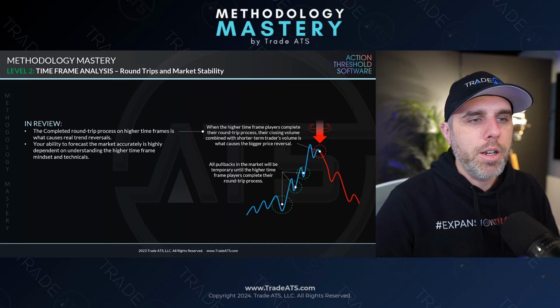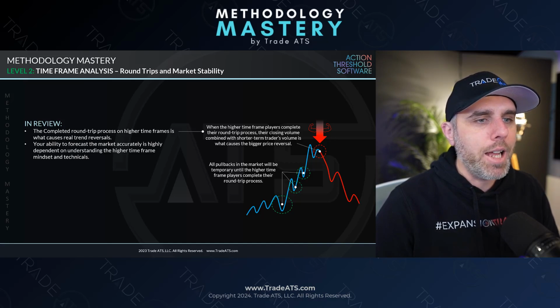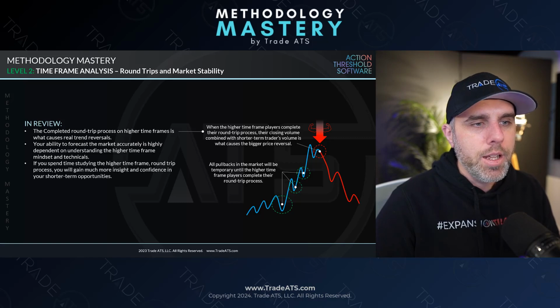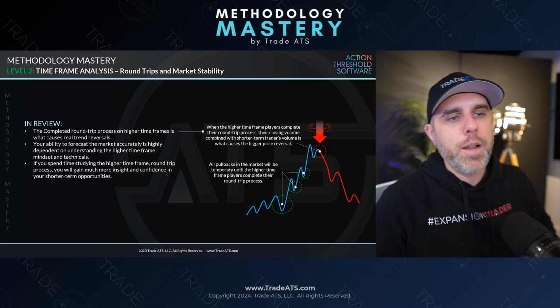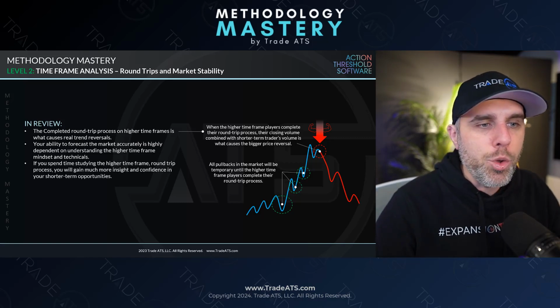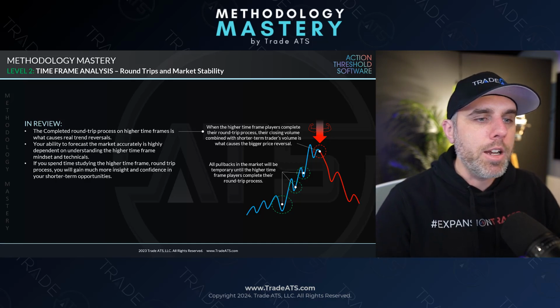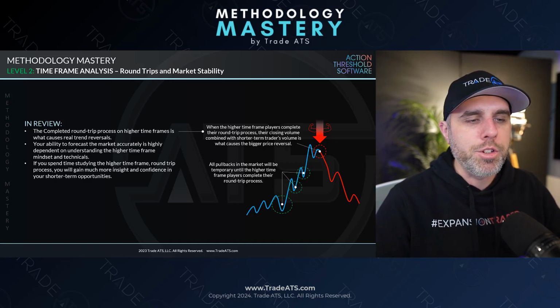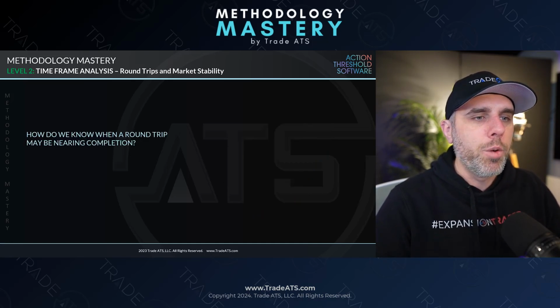Your ability to forecast the market accurately is highly dependent on understanding the higher time frame mindset and technicals. If you spend time studying the higher time frame round trip process, you will gain much more insight and confidence in your shorter term opportunities. That's key here. So how do we know when a round trip may be nearing completion?